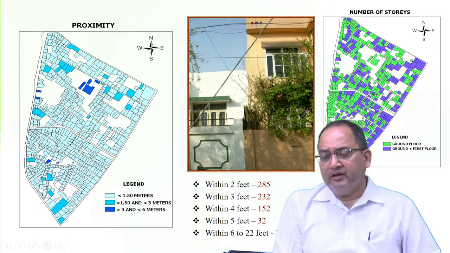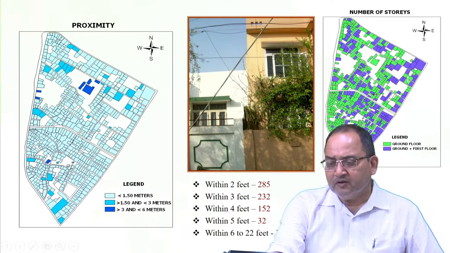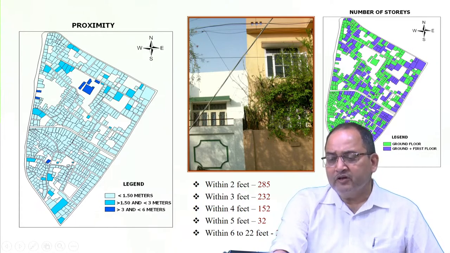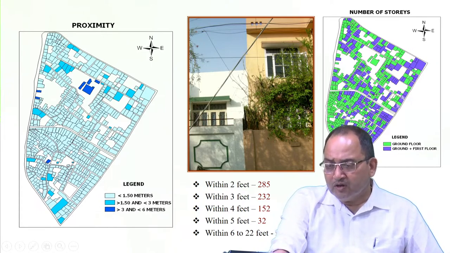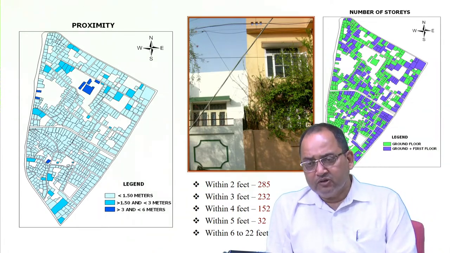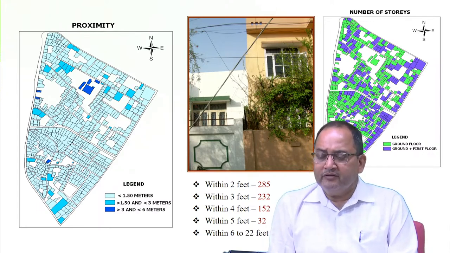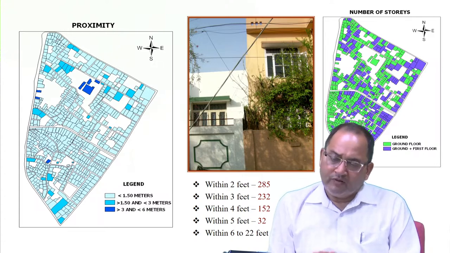This data we have collected is the number of floors. So what we found out was that inside, most of the buildings were ground floor, but along the road, buildings were having a mixed land use, commercial also and residential also. So here we tend to have ground plus first floor. So most of the buildings here were ground or ground plus first floor.